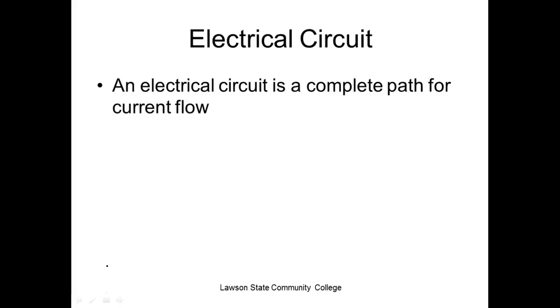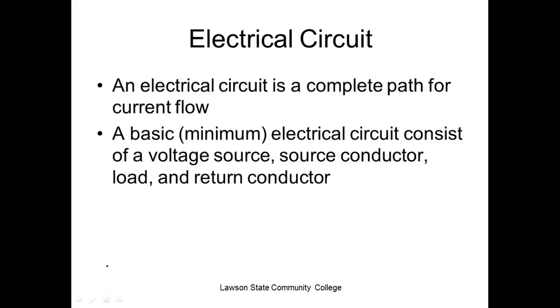So a basic or minimum electronic circuit is a complete path of current flow. Everybody okay? What's the minimum requirements for it? You got to have a what? Voltage source. You got to have a source conductor. You got to have a what? Load. And you got to have a return source. Everybody understand that? Now, what's the common part?